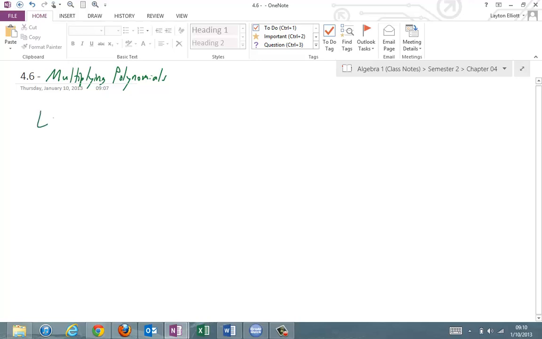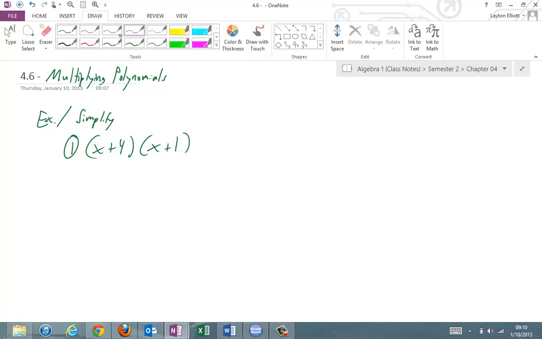Let's just start with some examples. The directions are simplify or multiply. No equal sign here yet. Number 1, we're just going to take something like x plus 4 times x plus 1. Now, I know many of you are thinking of a word, but right now I want you to focus on the distributive property, the same property that we did yesterday with multiplying monomials.